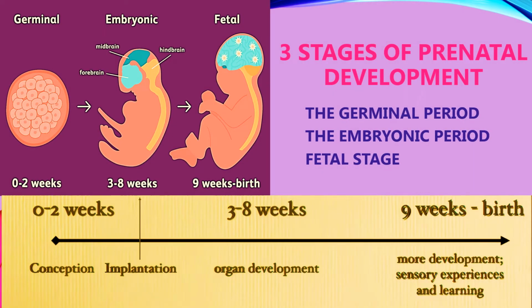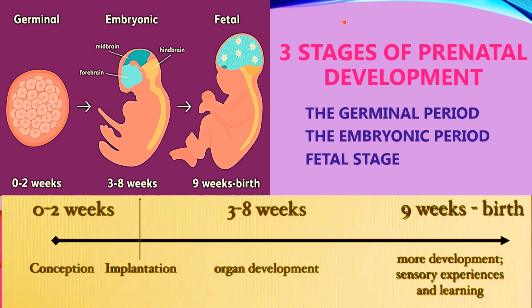The process of prenatal development occurs in three main stages: the germinal period, the embryonic period, and the fetal stage. The first 2 weeks after conception is known as the germinal stage. So, from conception till 2 weeks, it is the germinal period. Then from the 3rd week to the 8th week, it is known as the embryonic stage. The time from the 9th week till birth is known as the fetal stage.